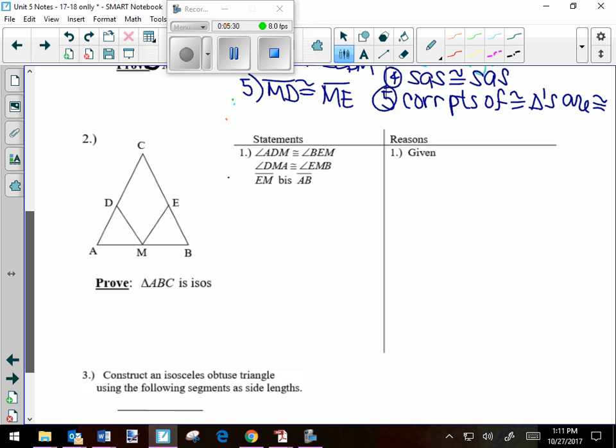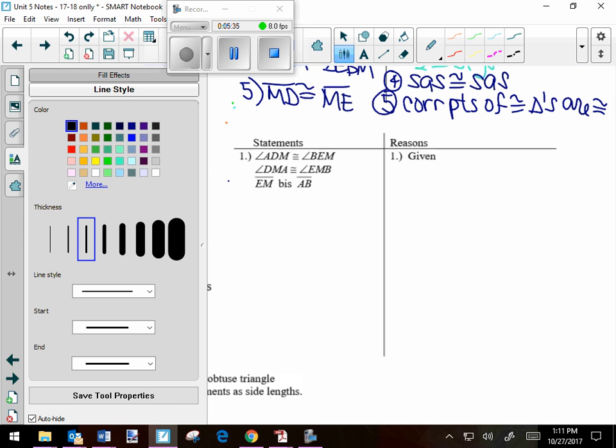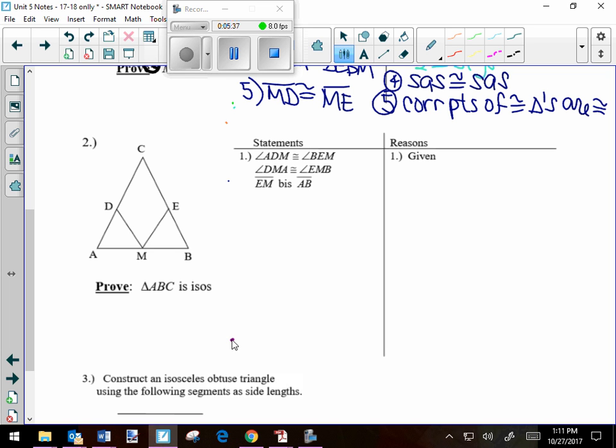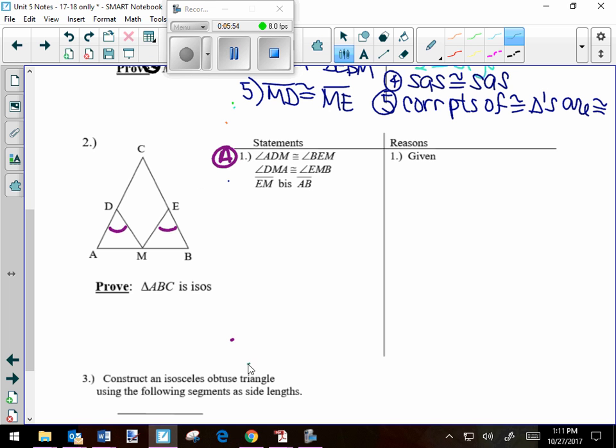So in this proof, they give me in my first given that angle ADM is congruent to angle BEM. In this particular case, that does give me a set of angles. They also give me in the second given that DMA is congruent to EMB. That gives me a second set of angles if I'm looking at the two smaller triangles.